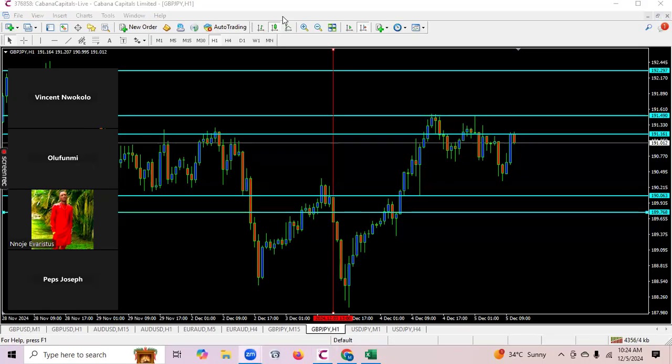We've looked at the Australian dollar USD. AUDUSD also could be bearish because I think it's positively correlated with GBPJPY.